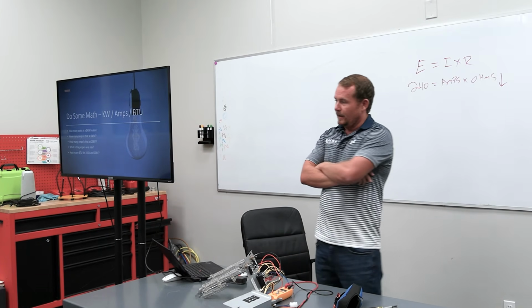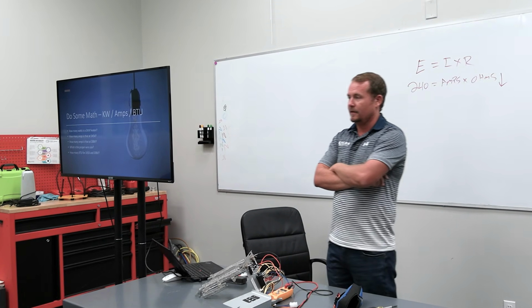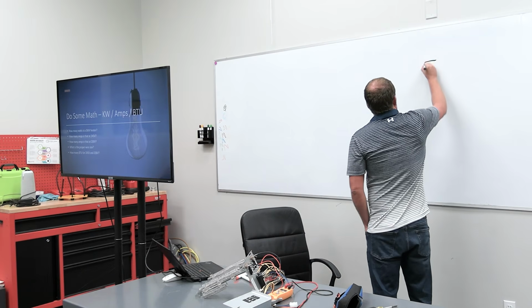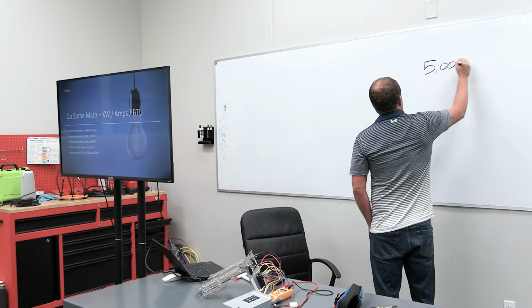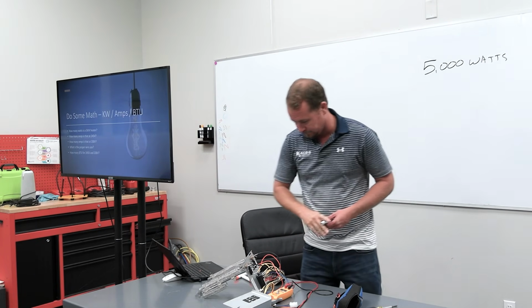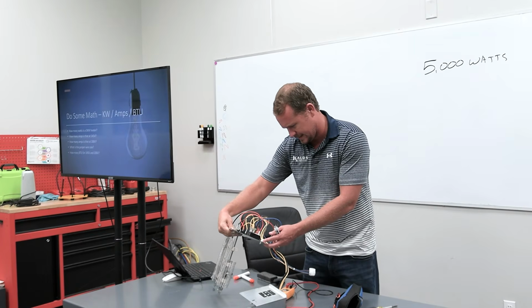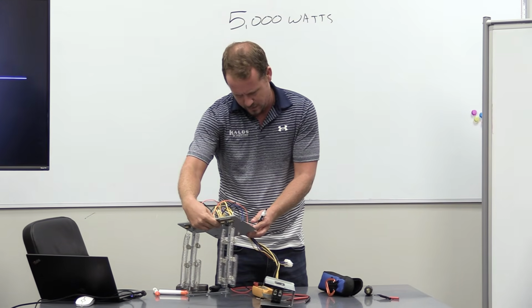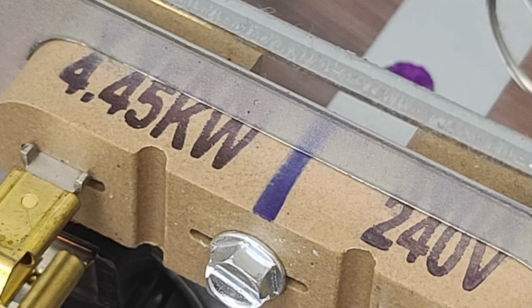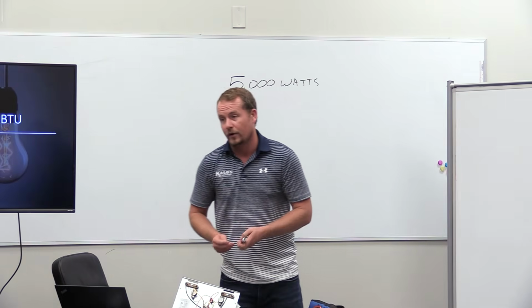All right, so let's do some basic math here. How many watts is a 5 kilowatt heater? All right, so we're going to say it's 5,000 watts, right? Yeah, we are. All right, now, this heat strip here, let's see what it says on it. It says that this is an 8.9 kilowatt heater. So this is what we'd call a 9 kW, right? If you look at the individual heat strips, these are 4.45 each, right? So if we're going to do the math on this, we would have to do it that way. But we're just going to do the math on the board here.